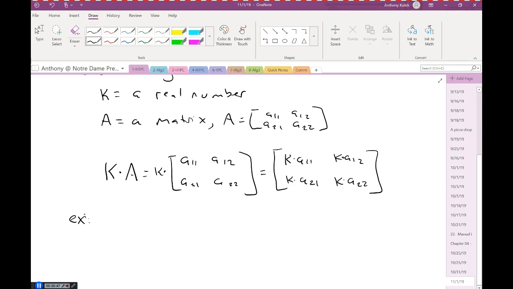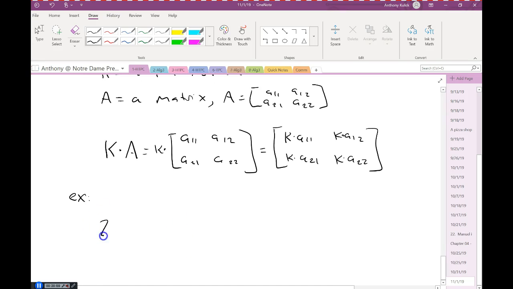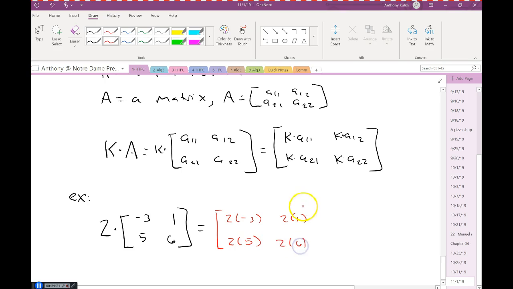So we have a verbal definition. We have a symbolic definition. Probably time to do some numeric examples so you can really get the feel for how we're doing this. So let's say I want to do 2 times the matrix -3, 1, 5, 6. So my definition for scalar multiplication says I'm going to take that scalar and multiply it to each entry in my matrix, which is going to give me this result.